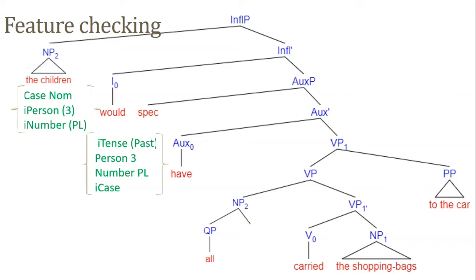This would seem to be a reasonable explanation for two important properties of subjects. First of all, they have semantic properties such as agent, which is assigned inside the verb phrase, and secondly, subjects seem to trigger agreement on the inflection node. And this leads us to question 4.